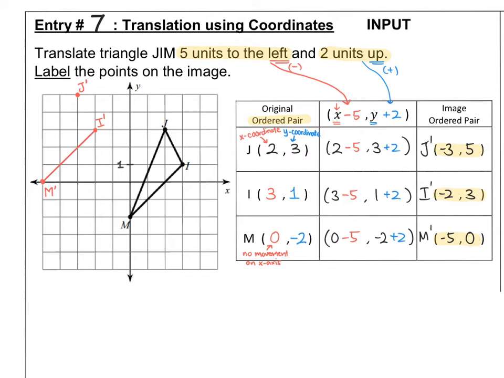We can connect these new points together to get our new shape, the new image of the original triangle JIM, now turned J prime, I prime, M prime. True to the definition of translation, the points J, I, M all move the same distance in the same direction to arrive at the new points J prime, I prime, M prime.